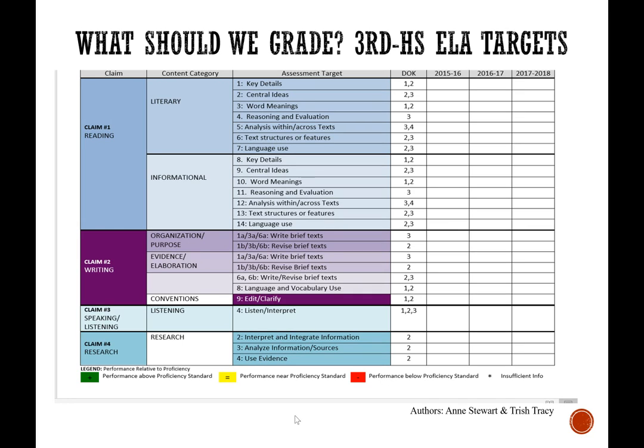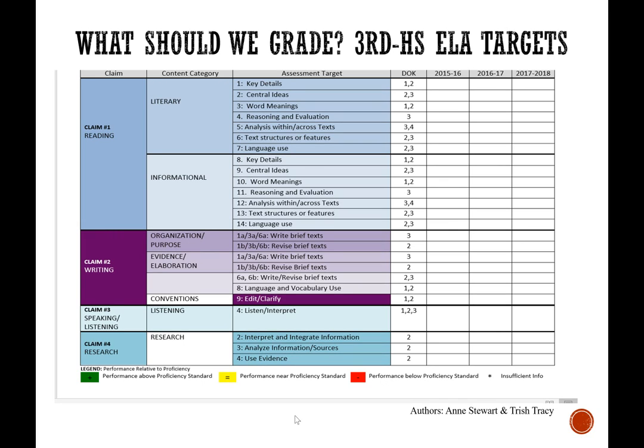You will notice that in claim of reading, there's both literary text and informational text, and the learning targets are quite similar. And then we see the writing targets, the speaking and listening targets, as well as the research and inquiry targets, in which students are required to interpret and integrate information, analyze information and sources, and use evidence.